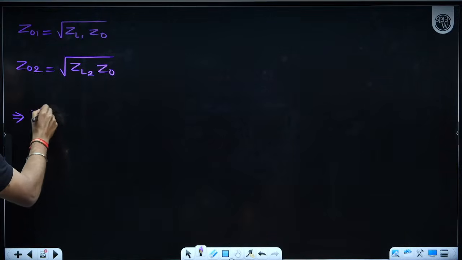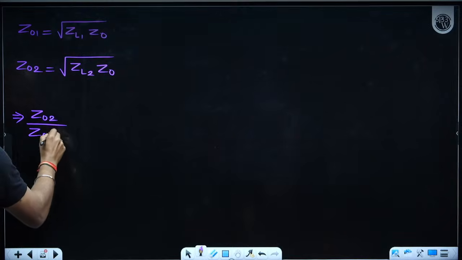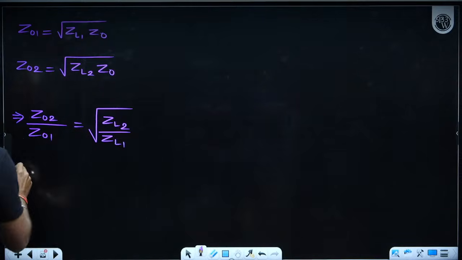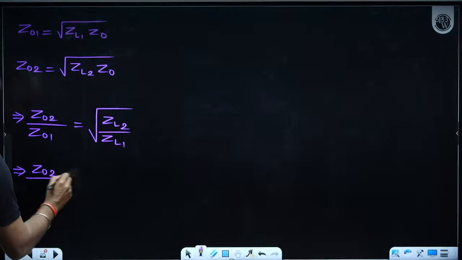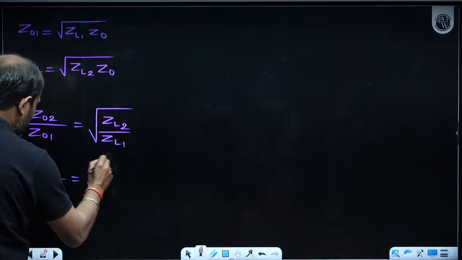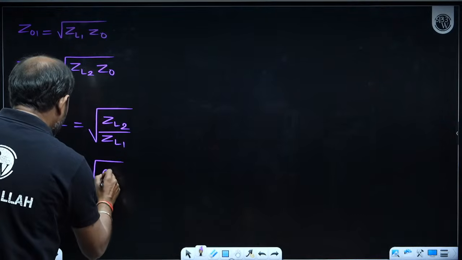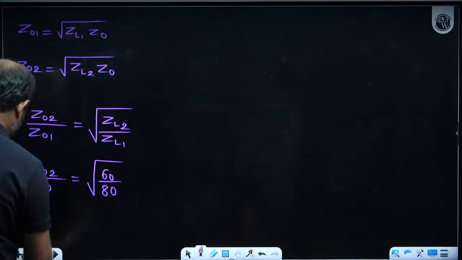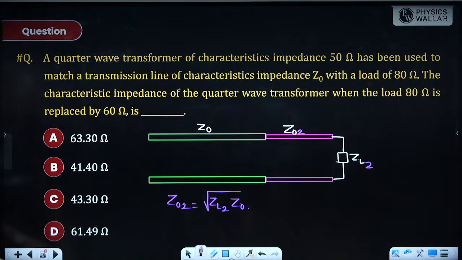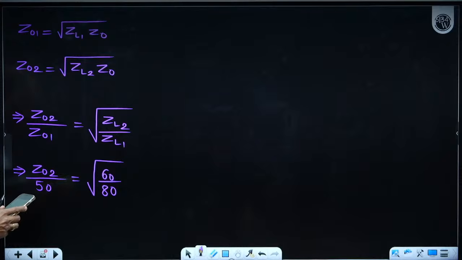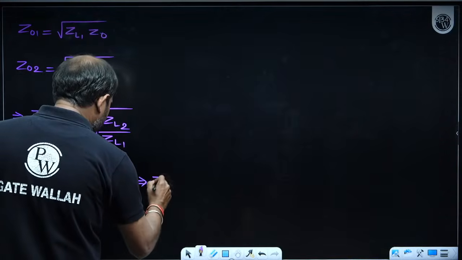So we have Z02 upon Z01 is under root ZL2 upon ZL1. Z02 we don't know. Z01 is 50, ZL2 is 60, ZL1 is 80. So what will be the value? 60 divided by 80, under root of the answer, into 50. It will be 43.3 ohm.